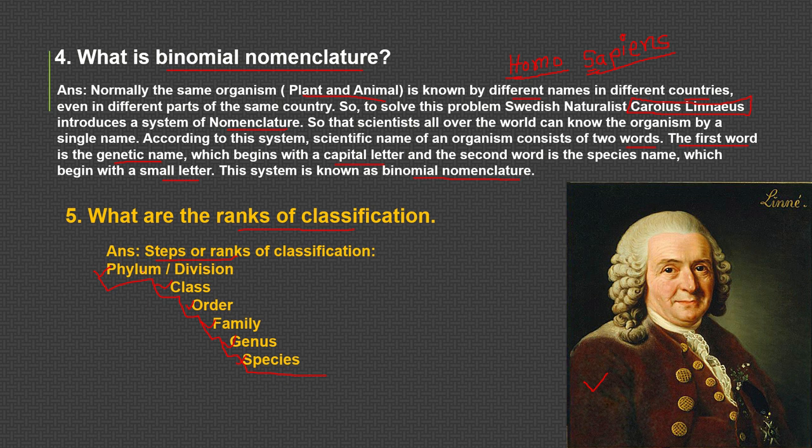If we start with phylum and division, and then class, that is, the young feed on milk and the body is covered with hair. For example, mammal is a class, and the phylum is chordata. Then order is another rank, and then family, genus, and species. Let's go to the next one.